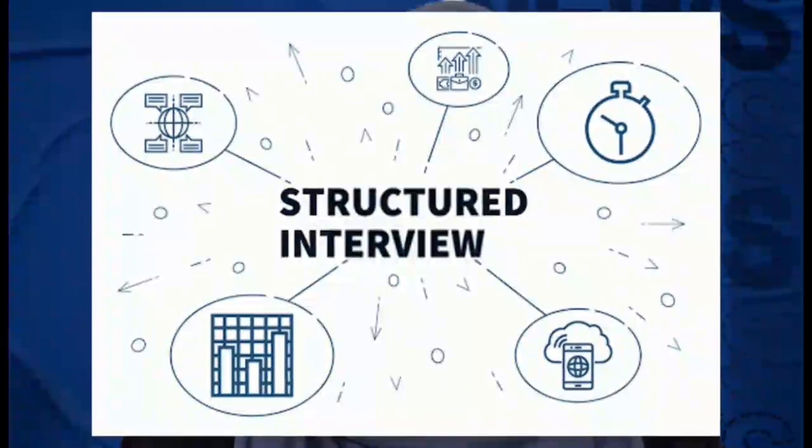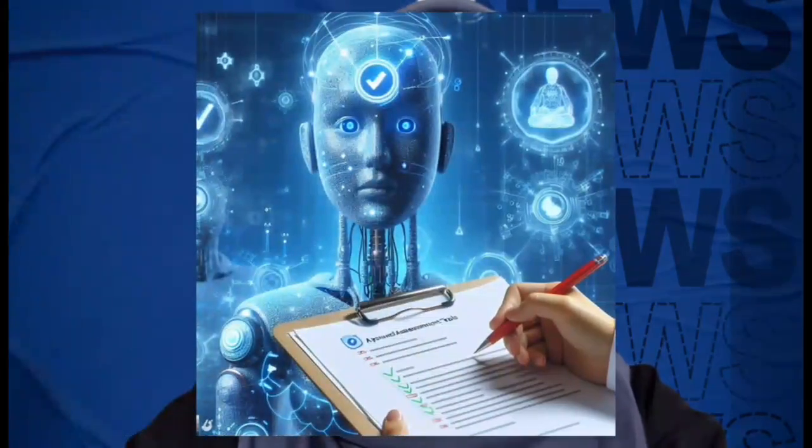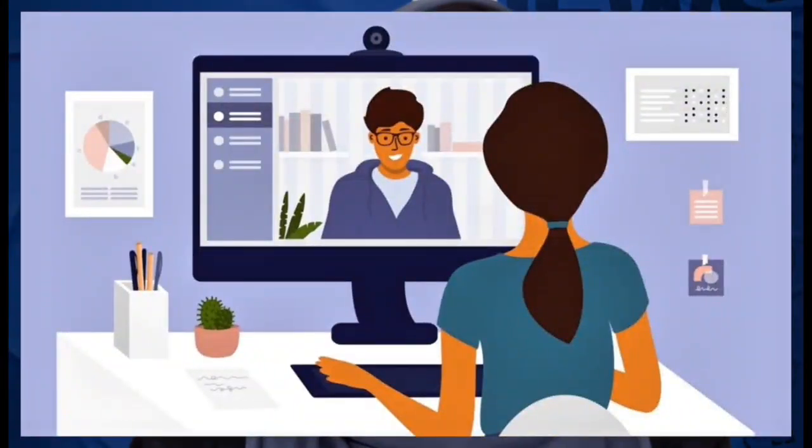Let's start with selection. One of the most effective practices is using structured interviews. For example, Unilever applies AI-powered assessments and video interviews to ensure all candidates are judged fairly based on consistent criteria. This helps reduce human bias and improve the quality of hires.